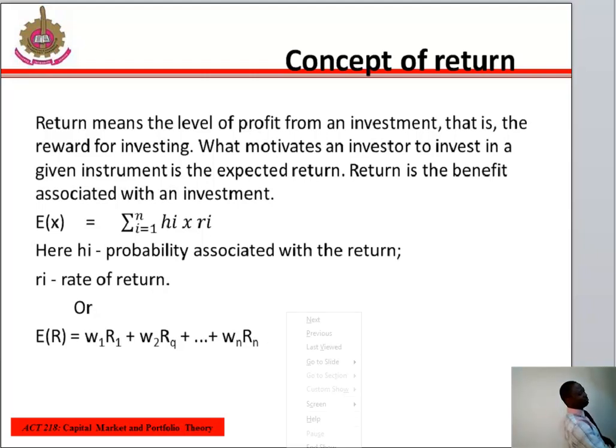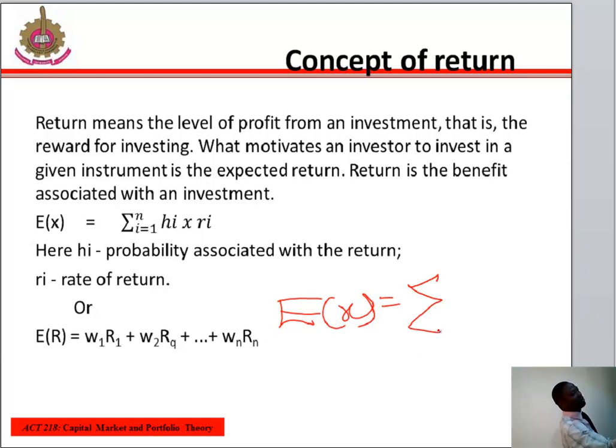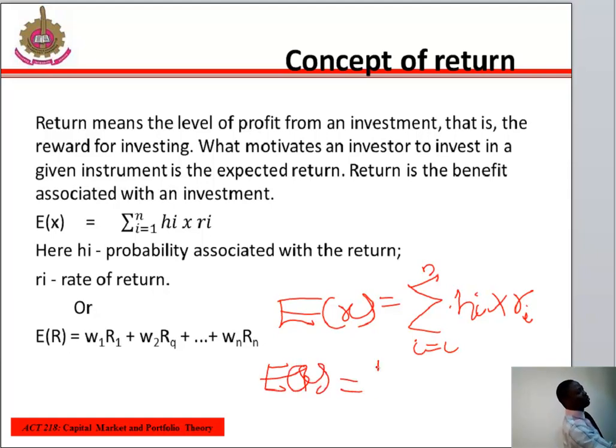We have this. Expected return, E, is equal to the summation, where i ranges from 1 to n, of the probability, p i, multiplied by the expected rate of return. So this formula can be easily converted to: expected return equals the weight of the first asset multiplied by its rate of return, plus the second weight with its return, and so on and so forth. So that is the formula to calculate the expected value of a return.